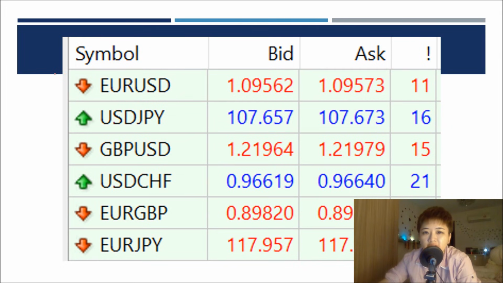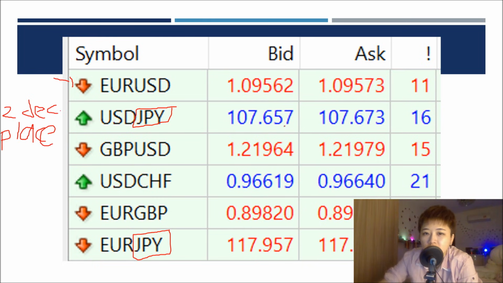If you look at the different currency pairs, euro dollar is quoted in 4 decimal places, and any currency with yen inside it, you count it based on 2 decimal places. Again, you ignore the last number. So for example, if you take dollar yen, 107.673 minus 107.657 would give you 16, right? But because it's counted in 2 decimal places, then it is 1.6 pips.